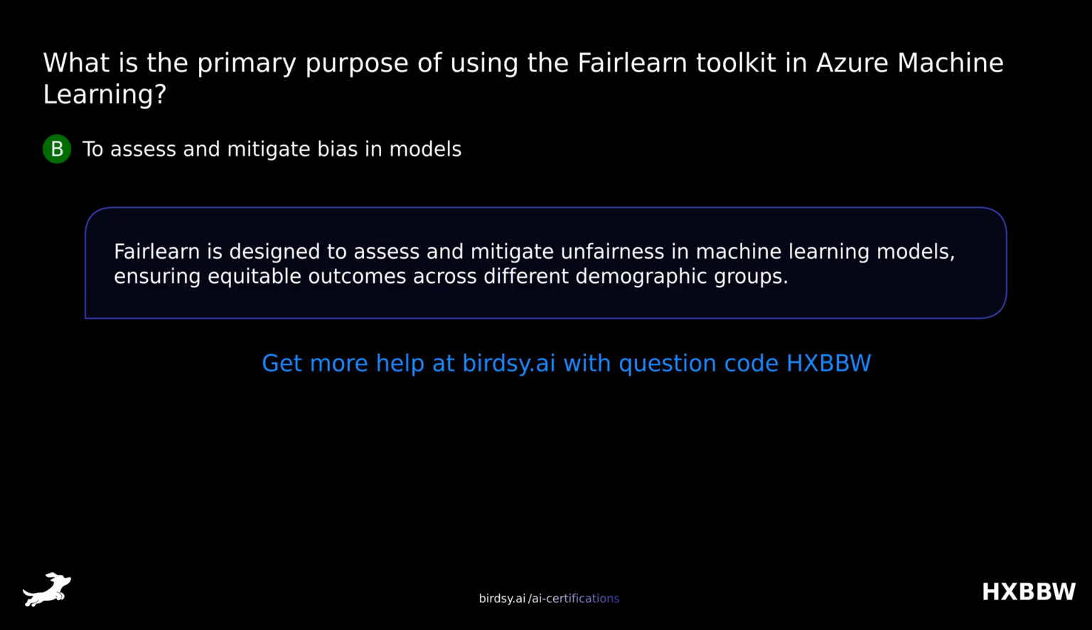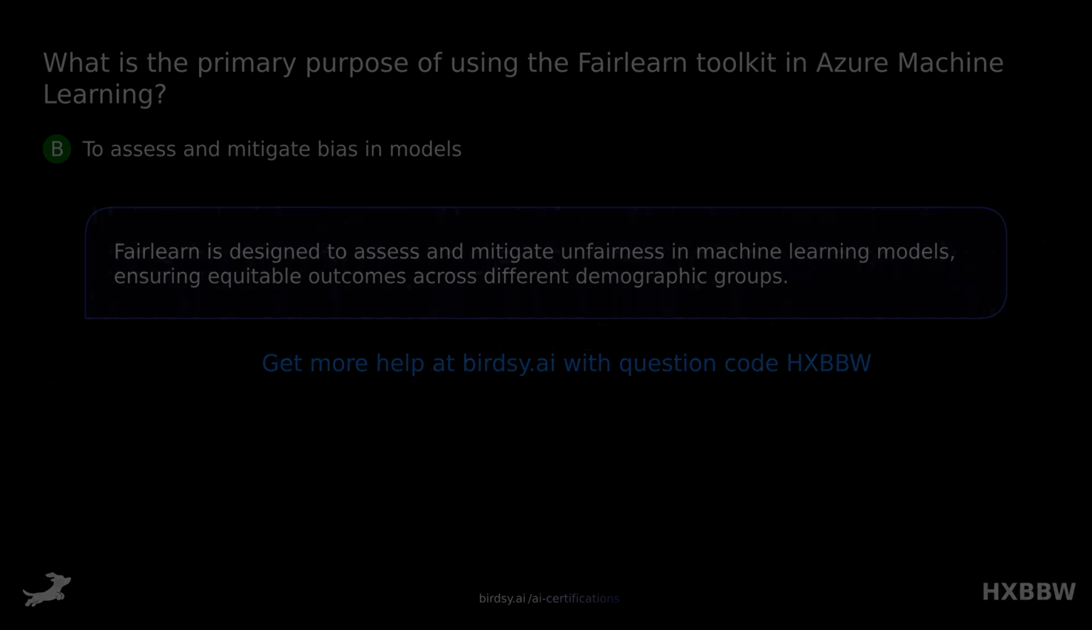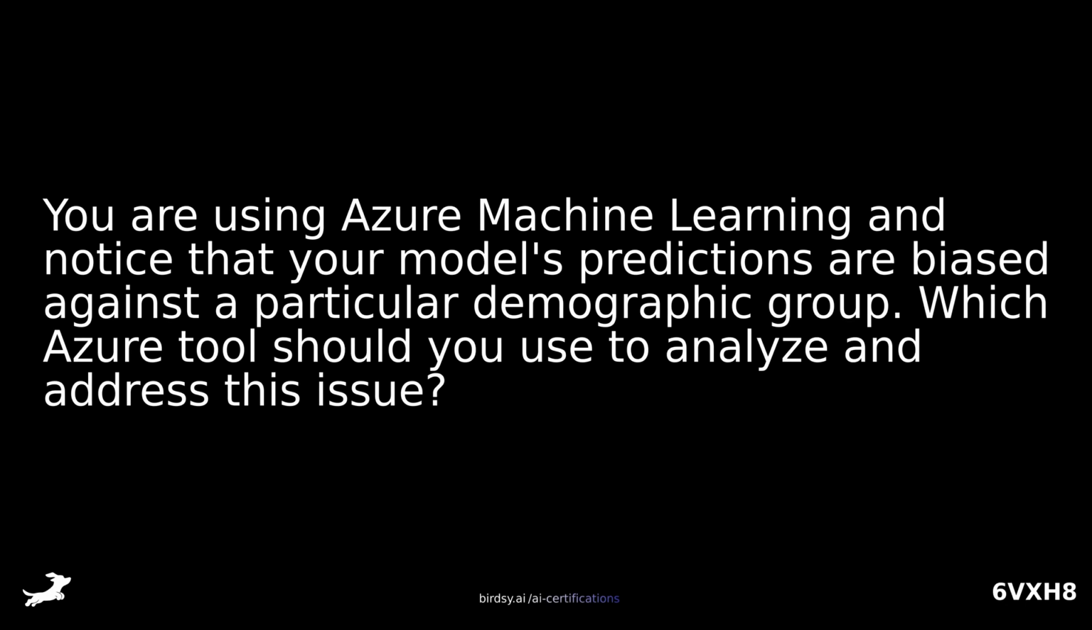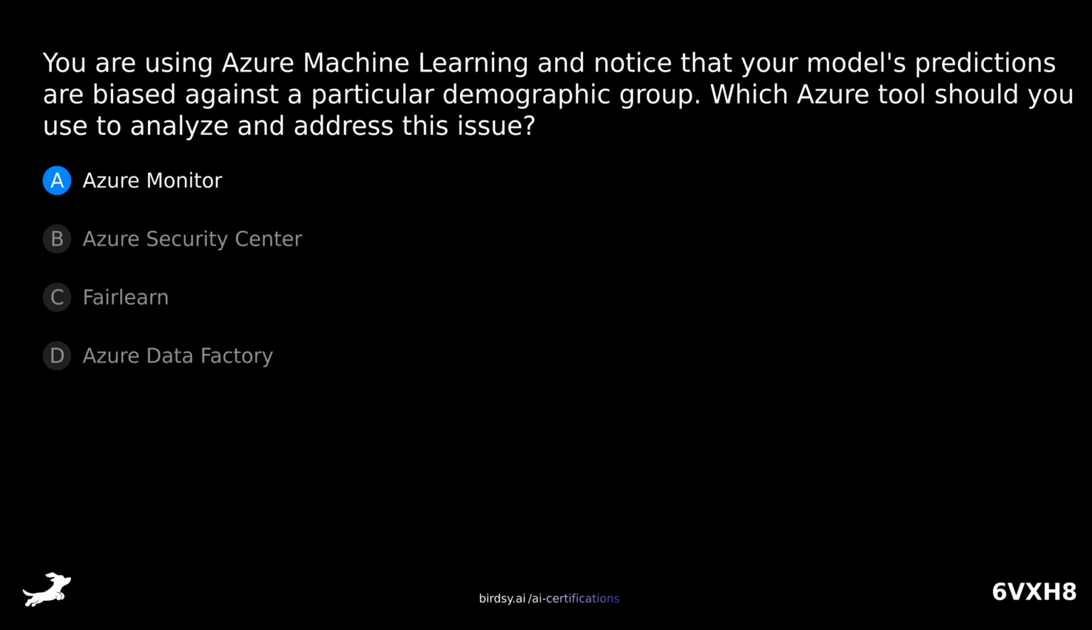FairLearn is designed to assess and mitigate unfairness in machine learning models, ensuring equitable outcomes across different demographic groups. You are using Azure Machine Learning and notice that your model's predictions are biased against a particular demographic group. Which Azure tool should you use to analyze and address this issue? Is it A, Azure Monitor, B, Azure Security Center, C, FairLearn, or D, Azure Data Factory? The answer is C, FairLearn.